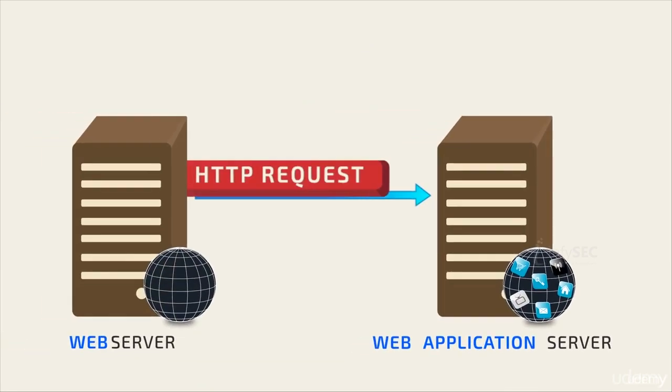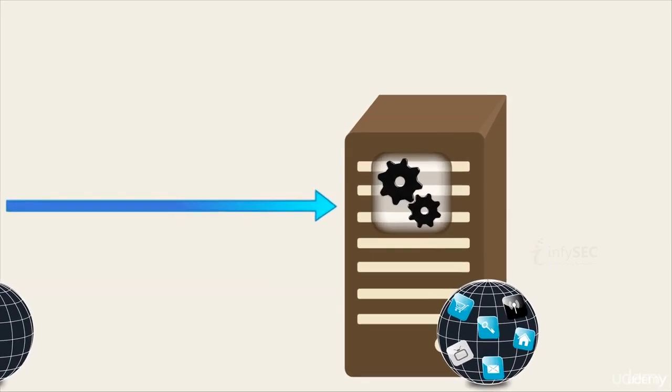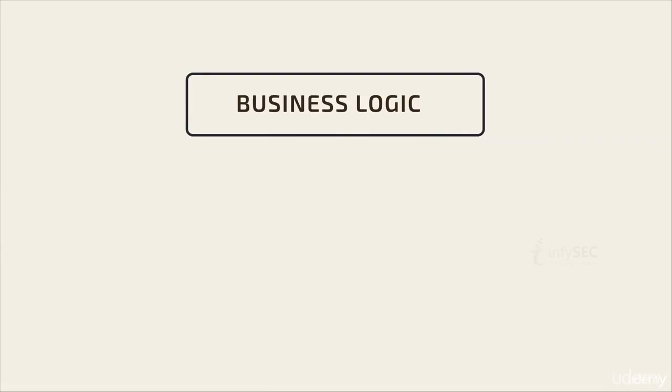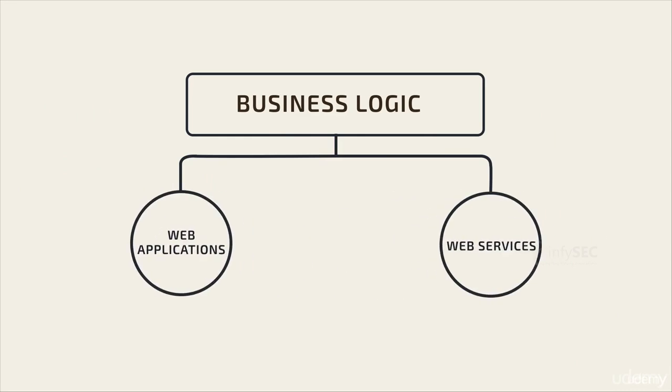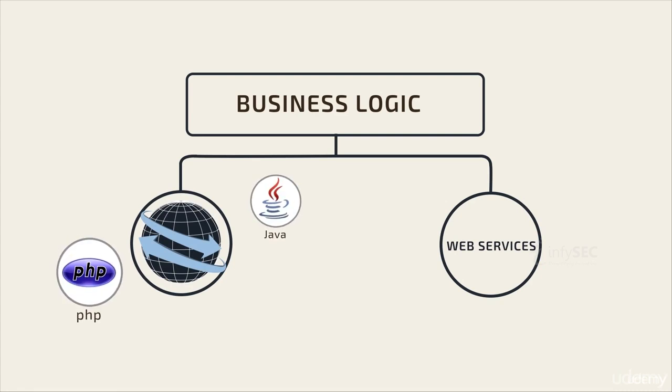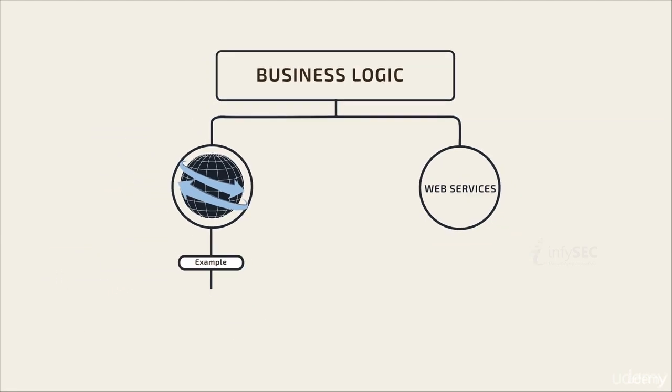This is capable of handling requests to process them based on the business logic and to respond accordingly. The business logic may be implemented using a web application or a web service. What is a web application? It is a program written using packages such as Java, PHP, Python, Ruby, etc. to accomplish a task. Example, Google Maps.